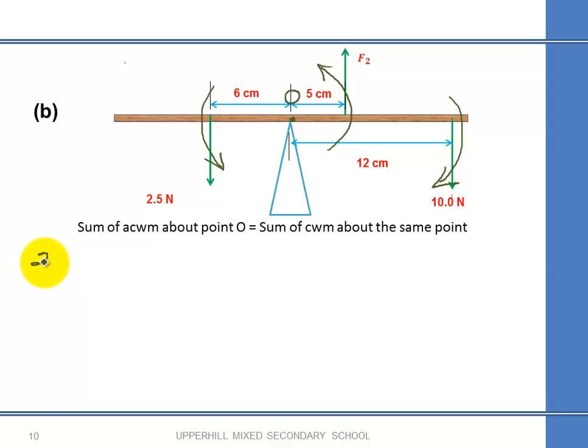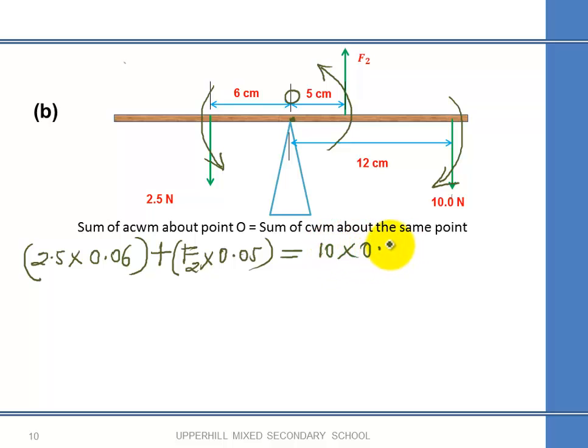So we have 2.5 times 0.06. That one we add to F2 times 0.05, and this gives us 10 times 0.12. This gives us 0.15 plus 0.05 F2 is equal to 1.2.